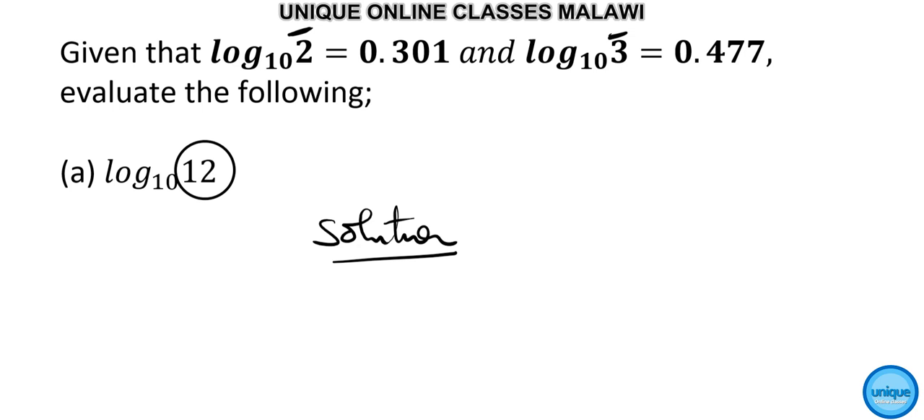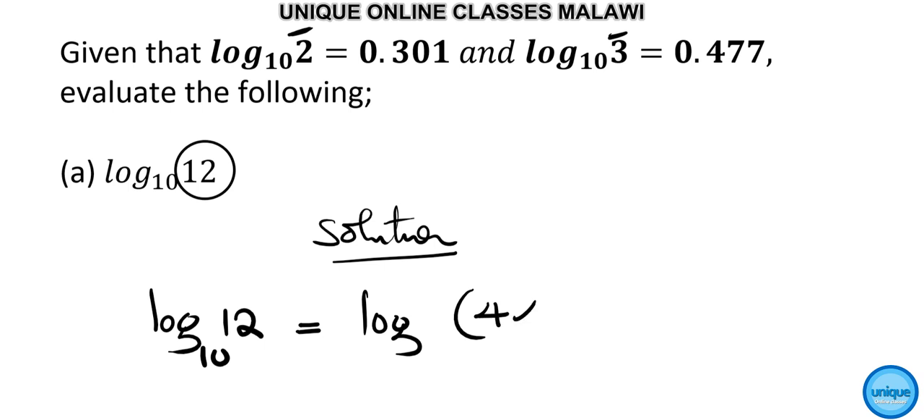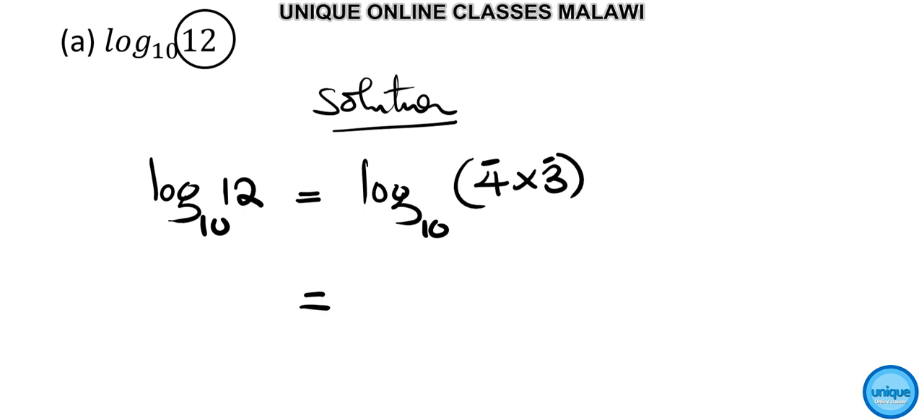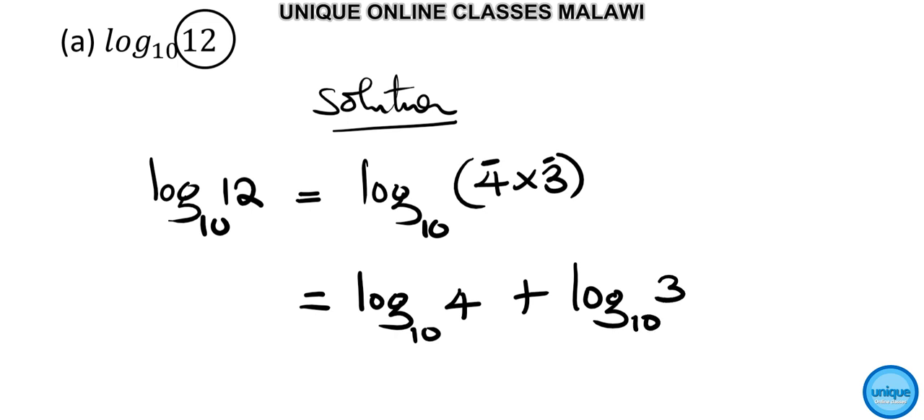So log of 12 base 10 can be written as log of 4 times 3. 4 times 3, that's 12, and here you have base 10. Now applying laws of logarithm, we just add. So here we are going to have log of 4 base 10 plus log of 3 base 10.